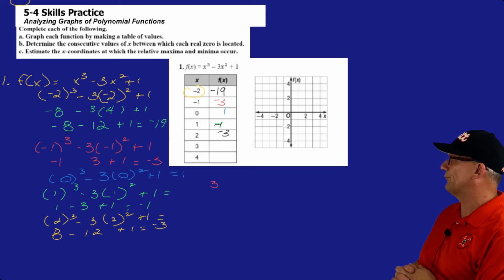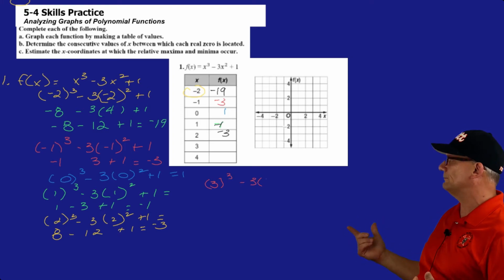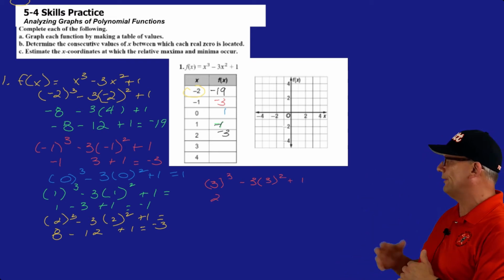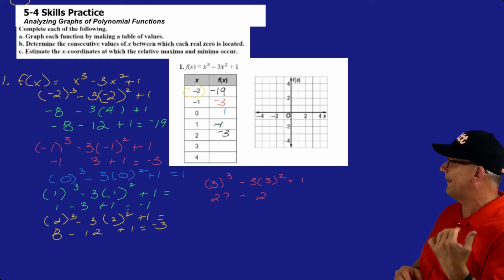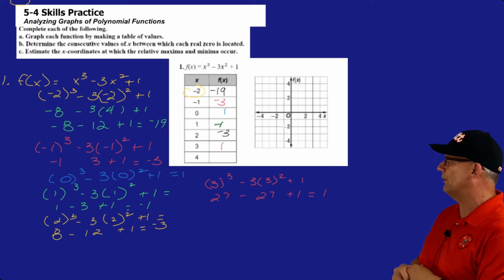All right, so we've got to put 3 in there now. I know this is kind of a pain, but it's the way they want us to do it. So 3 cubed is 27. Minus 3 times 3 squared. 3 squared is 9, times 3 is 27, right? So guess what? That equals 0 right up front, and you get 1 left over.